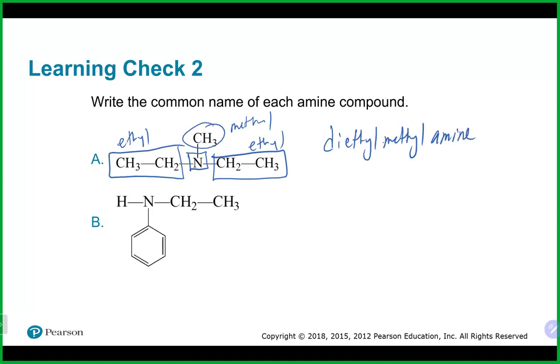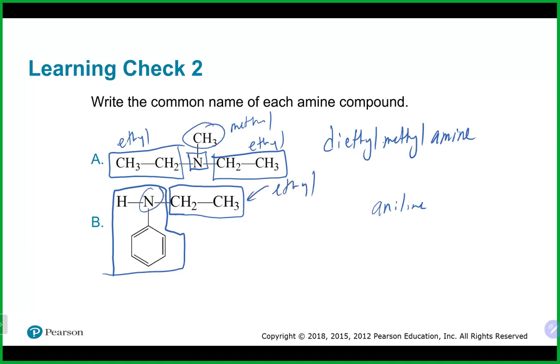And coming this way, that is going to be our aniline. And that means that we do have this group right there. So aniline, and that is an ethyl group. Once again, it is attached not to a carbon, but to a nitrogen. So that's going to be an N-ethylaniline in this case.